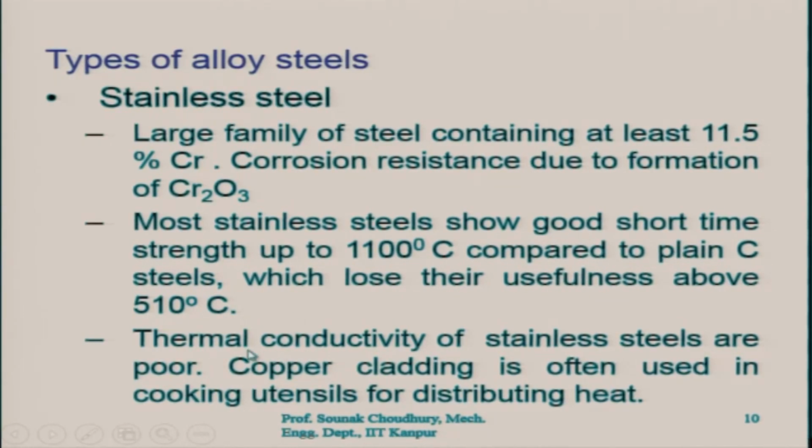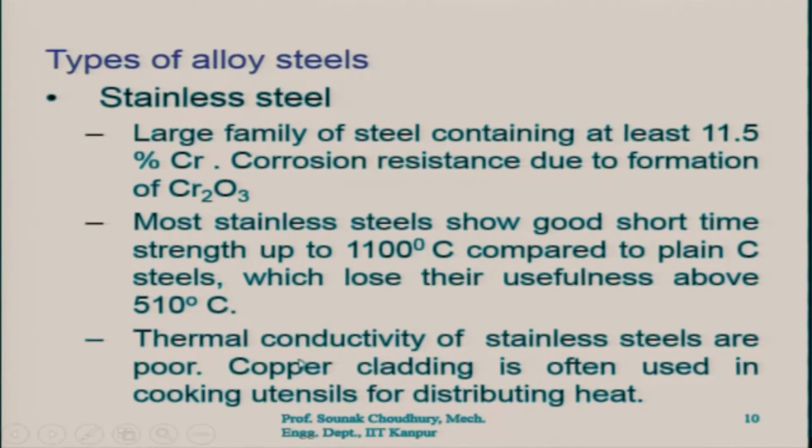Now, the next property is that the thermal conductivity of stainless steels is poor. Copper cladding, therefore, is often used in cooking utensils for distributing the heat. So, you must have seen stainless steel utensils with copper coating at the bottom. That is for equal, homogeneous distribution of the heat, because stainless steel is not a good conductor of heat, its thermal conductivity is not very good.